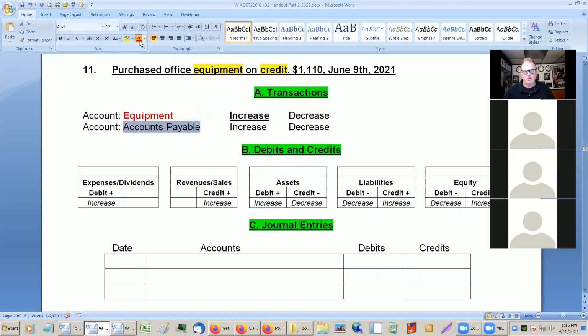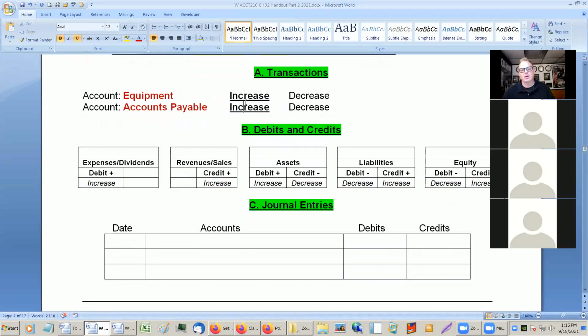Here's the tricky one. Is accounts payable going up or down? Decreasing. Yep, perfect. Oh, so it's going up. Okay. Now, you say, well, what does it mean to say you're buying something on credit? Well, let's look at the equipment here first. I'm jumping ahead. So equipment is an asset. And accounts payable is a liability.